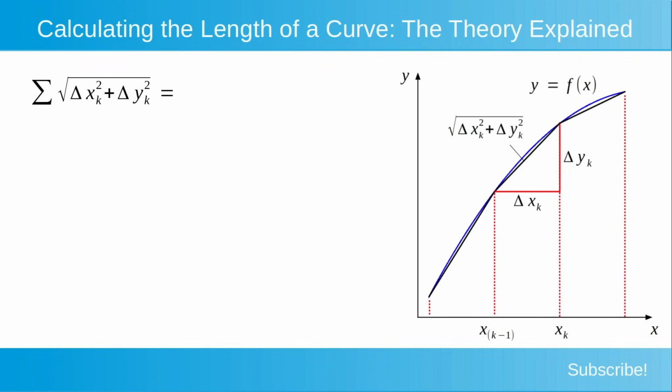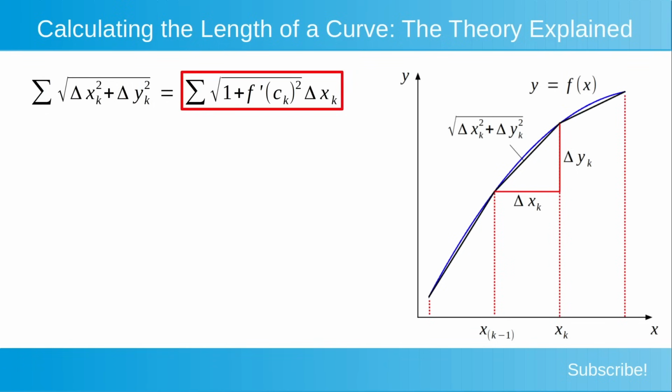So far, we've expressed this sum of the straight line segments as being equal to this Riemann sum. By taking the limit of this Riemann sum as the longest subinterval length approaches 0, we can express the length, capital L, of the function curve from x is equal to a to x is equal to b to be equal to the integral from x is equal to a to x is equal to b of the square root of 1 plus f prime x squared dx.